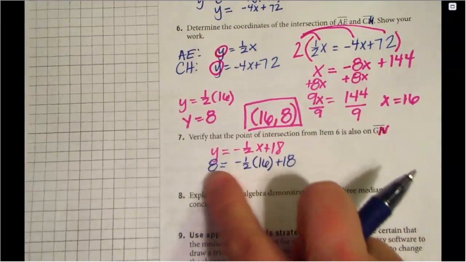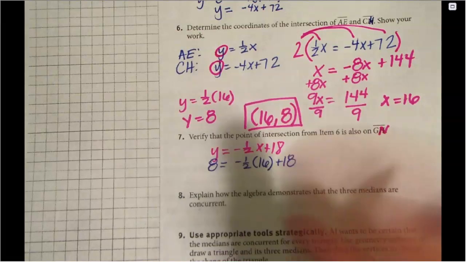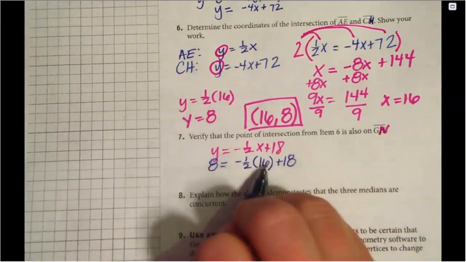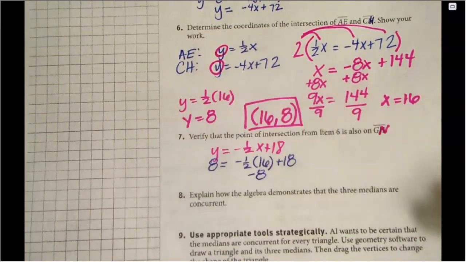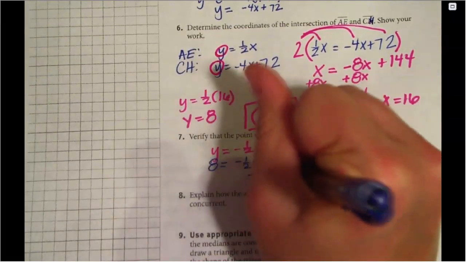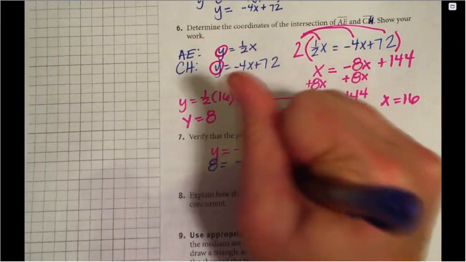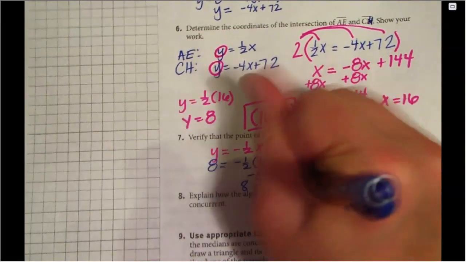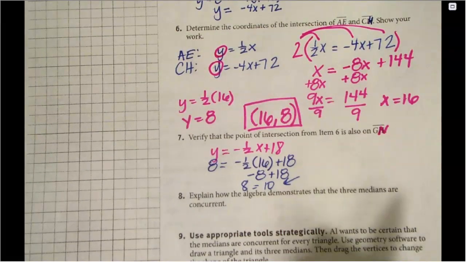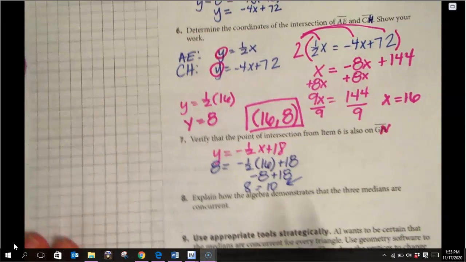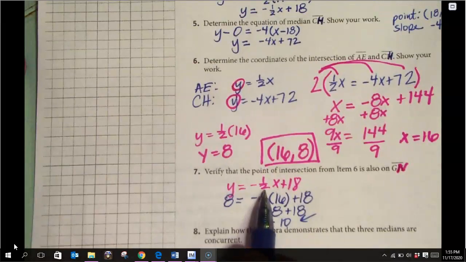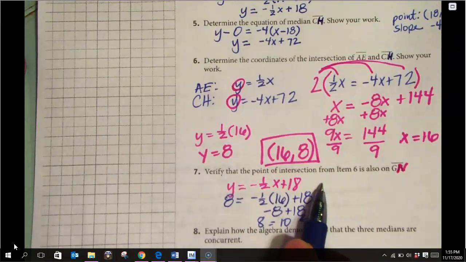Sorry you couldn't see that. Here it is plugged in. So I need to take half of 16, which is 8, but it's negative. Okay, and then I'm going to add 18. Well, that gives me positive 10 equals 8. That does not check. So let me see what I did wrong. Okay, well, I messed our equation up. That's the problem. This is not the correct equation.